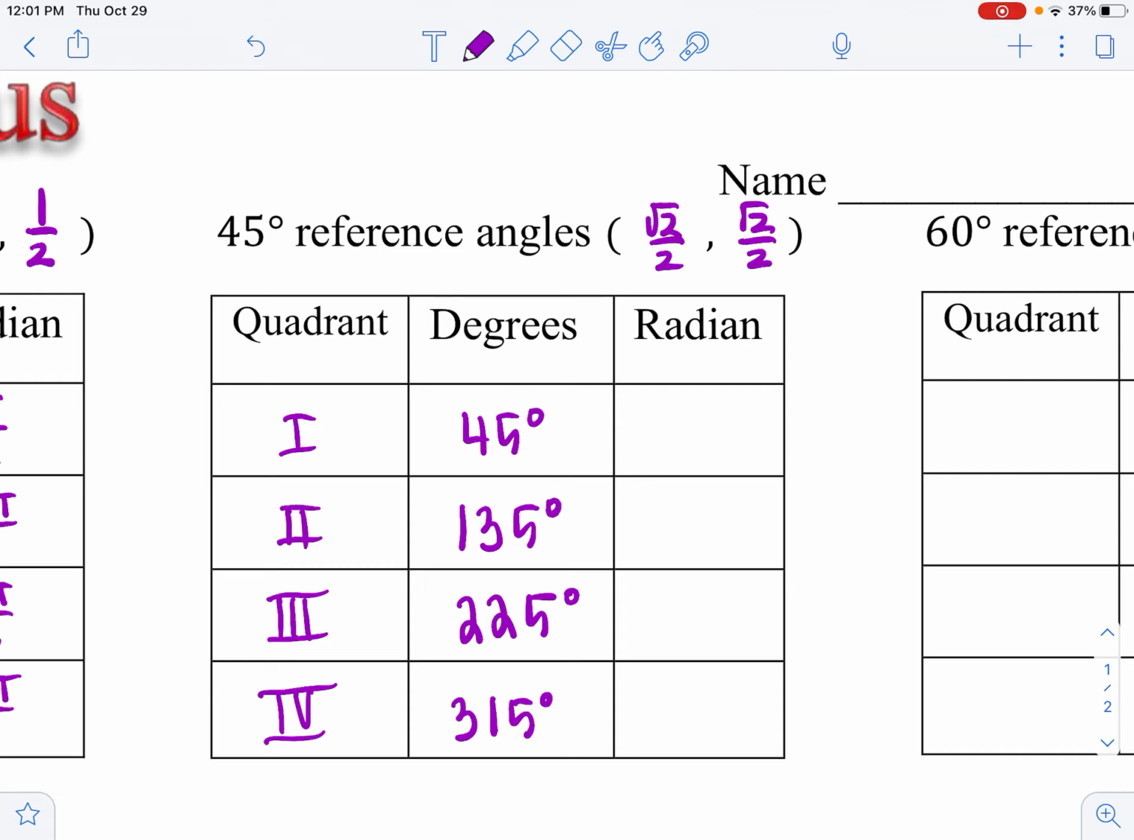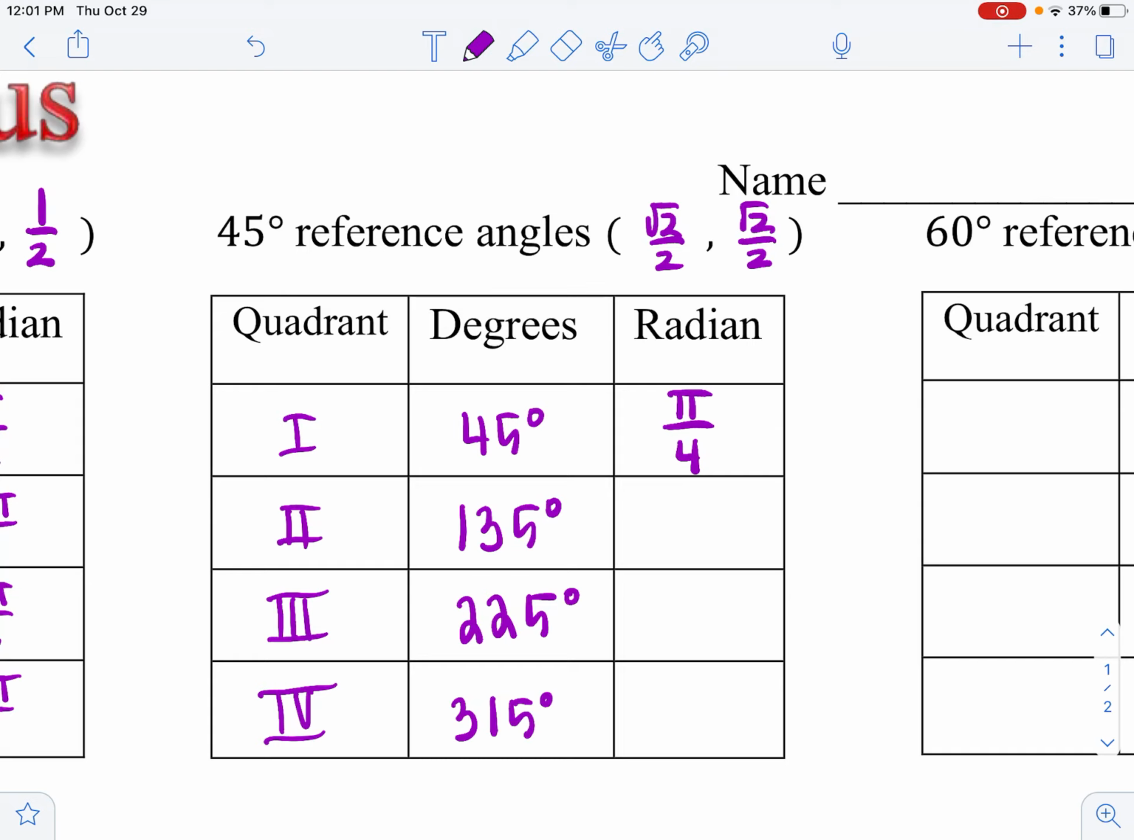So notice in the second quadrant, it's less than 180. Third quadrant's more than 180. Fourth quadrant's less than 360 every single time. All right, my radians are pi over 4s. Now remember, this is the only one on the unit circle with degrees that end in an odd number. They all end in 5, which is odd.